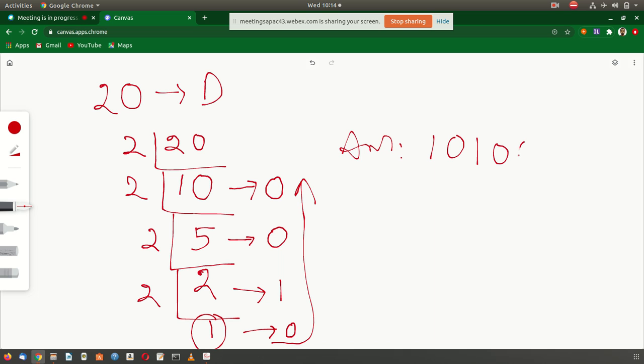1 0 0. This is the binary equivalent of 20. If you want to verify, you can again do the multiplication, to check whether this answer is correct or not.